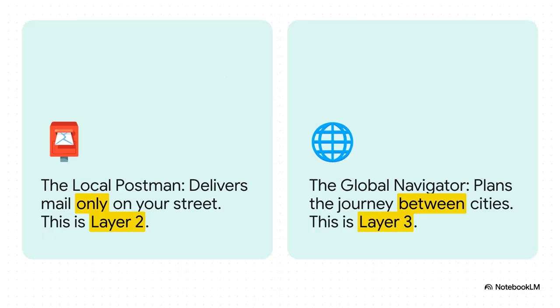And here's the best way to think about it: the digital postal service. Layer 2 is like your friendly neighborhood mail carrier. His only job is to get a letter to the right house on your specific street. Simple enough? But Layer 3? That's the global logistics expert. That's the system that figures out how to get that letter from a post office in, say, Tokyo, all the way to your local town. They have totally different jobs, but you absolutely need both.